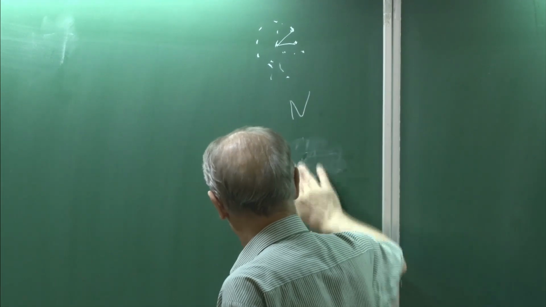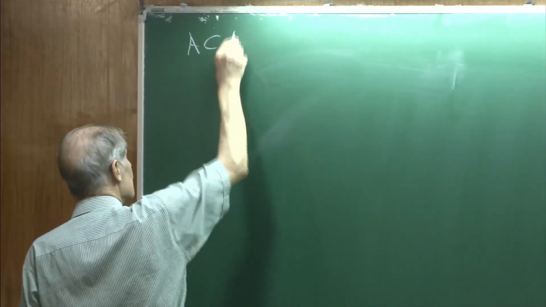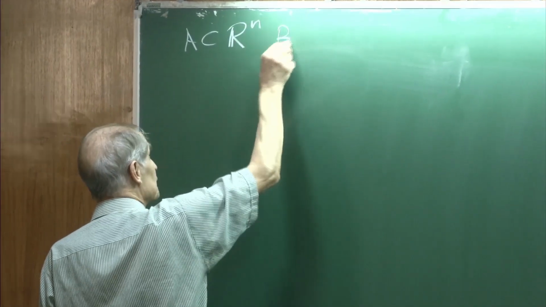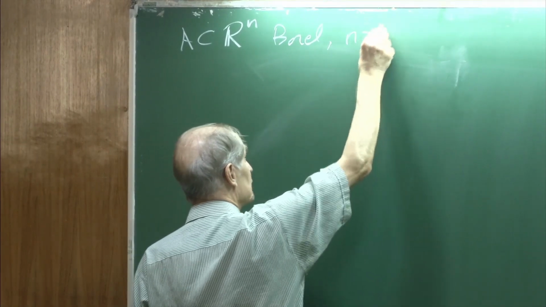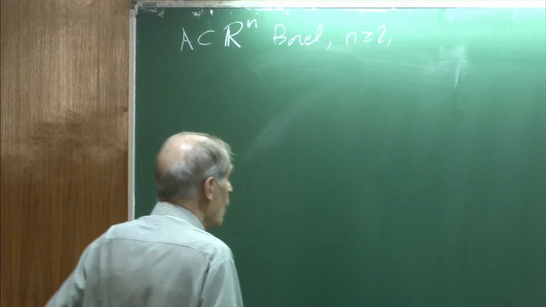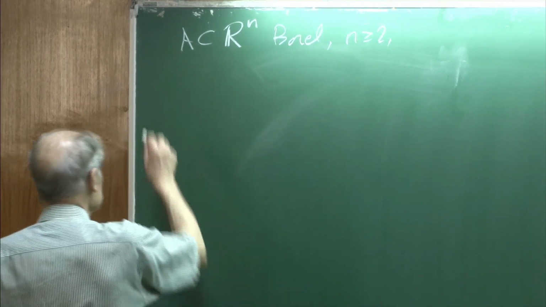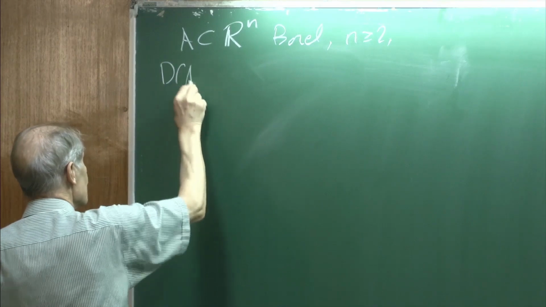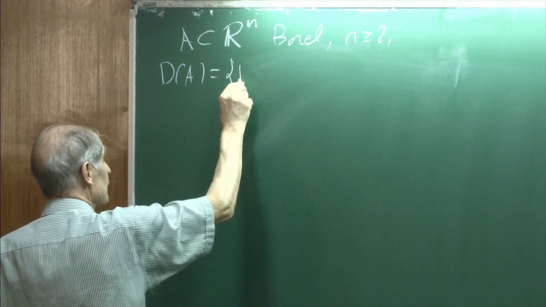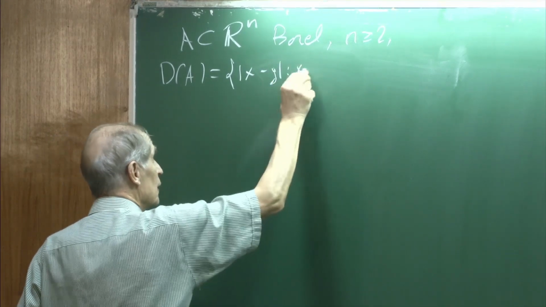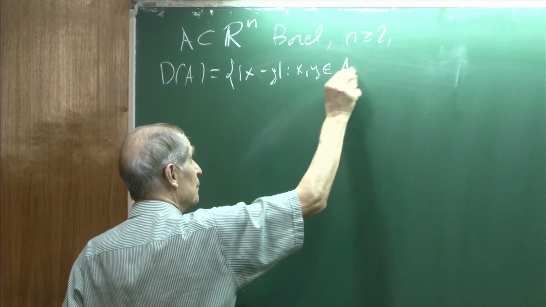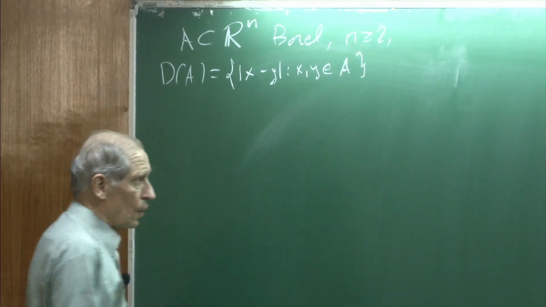But now this is a continuous version. So I have A in R^n, always a Borel set, and I assume always that n is at least 2. Then the distance set is D(A), the set of all distances, norm of x minus y, where x and y are in A.